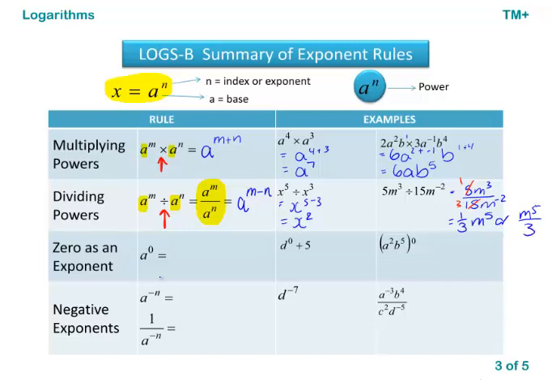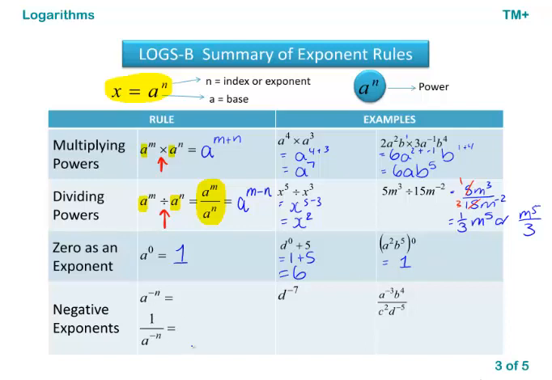Okay? Anything to the power of 0 is 1. This one here, d to the power of 0 is 1. 1 plus 5 is 6. Here, all of this is to the power of 0, so the answer is just 1.